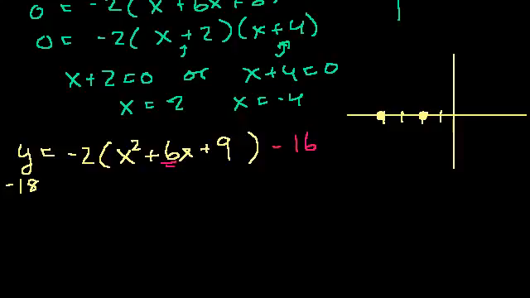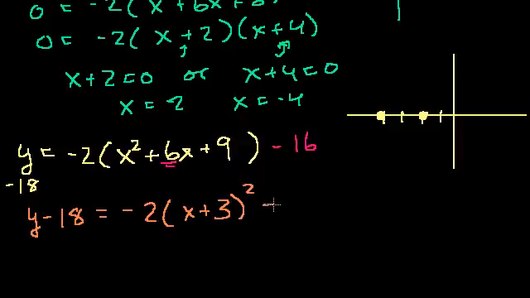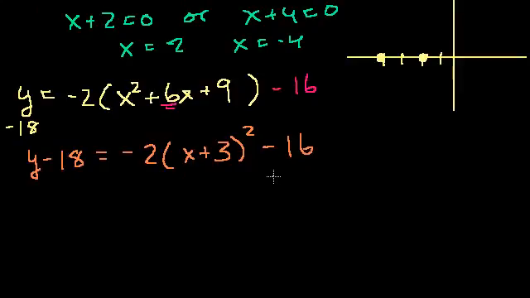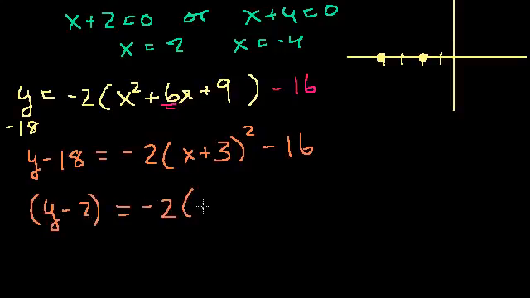So subtract 18 there. And now my equation becomes y minus 18 is equal to minus 2 times, what is this? This is x plus 3 squared minus 16. And let's just get it in a form that we might start recognizing from our conic sections. Let's add 16 to both sides. So you add 16 to both sides. Y minus 18 plus 16 is going to be y minus 2, I'll put parentheses around that, is equal to minus 2 times x plus 3 squared.